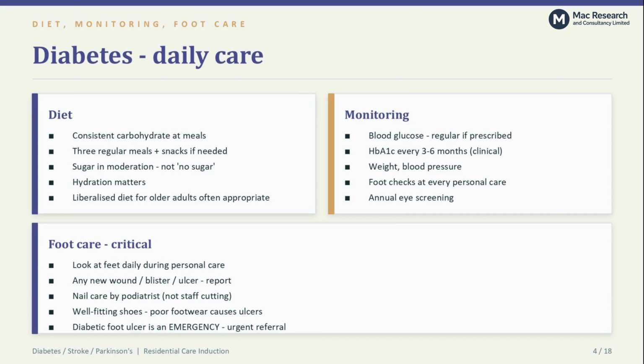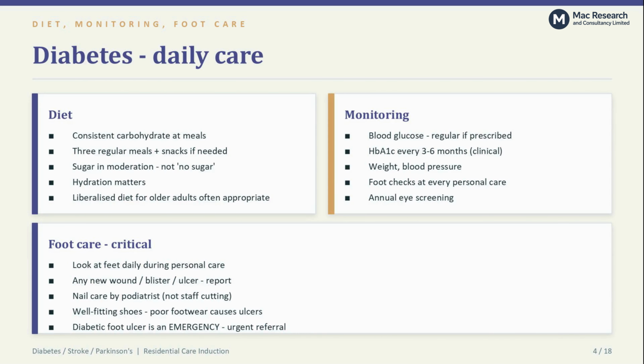Hydration matters. Dehydration affects glucose. For older residents, the diet is often liberalized compared to younger diabetics. The harm of strict restriction often outweighs the harm of slightly higher glucose at age 90. Monitoring. Blood glucose if prescribed, at the time specified. Not every diabetic needs daily glucose monitoring.